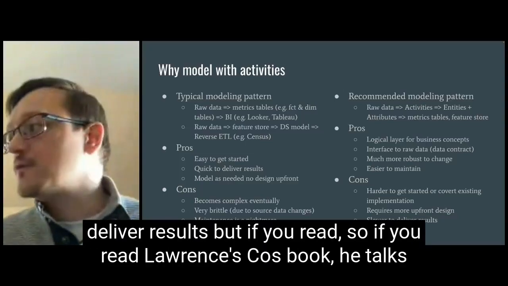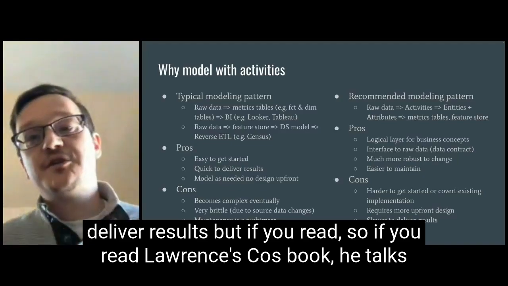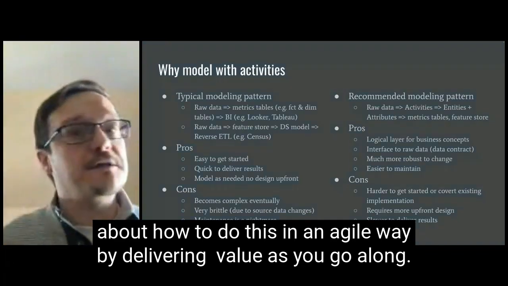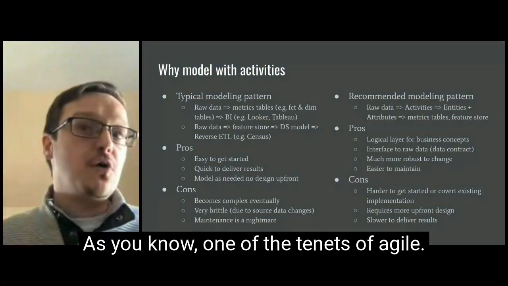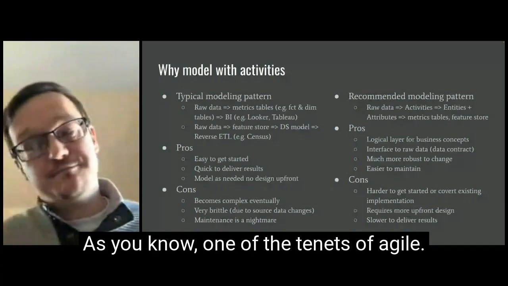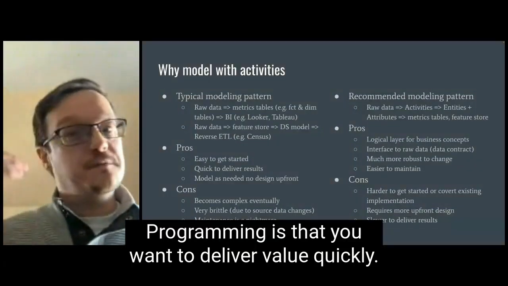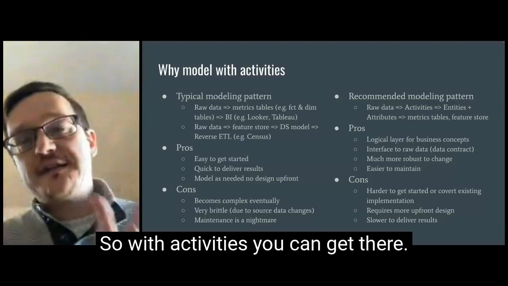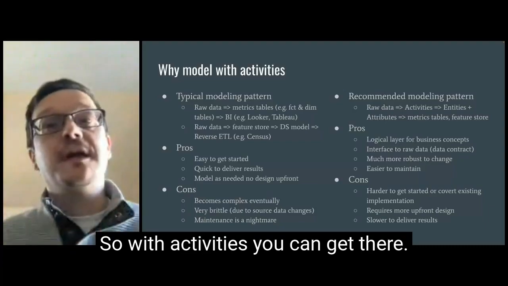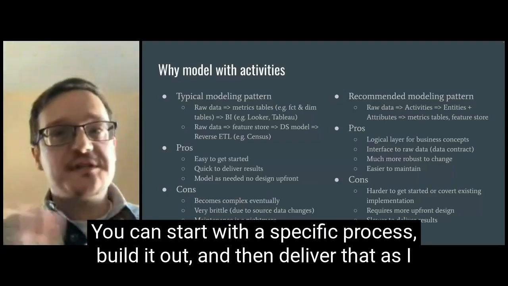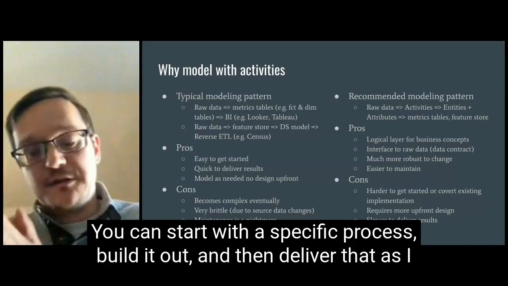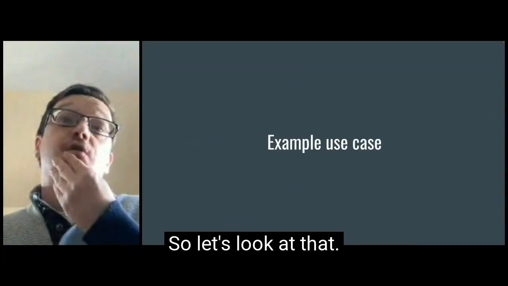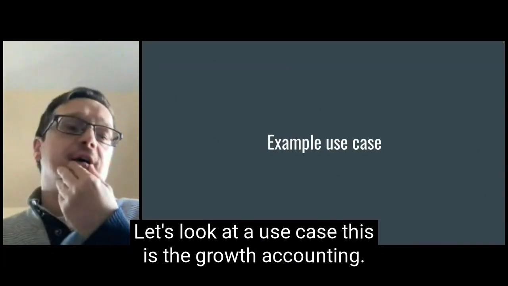But if you read Lawrence Corr's book, he talks about how to do this in an agile way by delivering value as you go along. As you know, one of the tenets of agile programming is that you want to deliver value quickly. You want to show results quickly. So with activities, you can get there. You can start with a specific process, build it out, and then deliver that, as I have done with growth accounting. So let's look at that. Let's look at a use case.